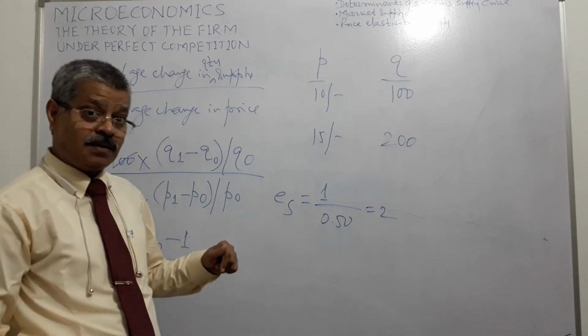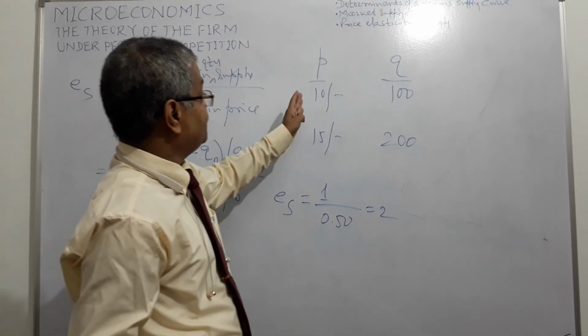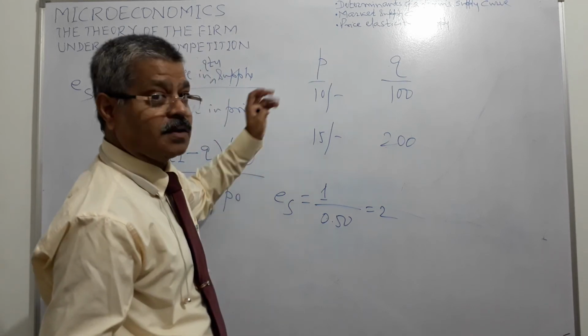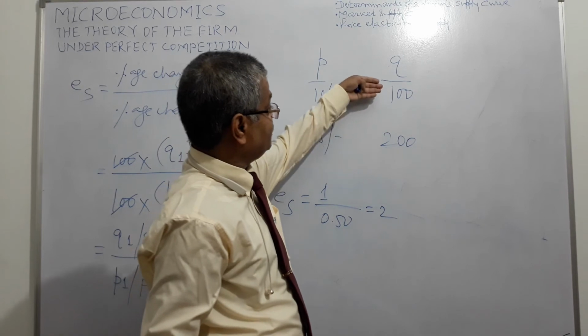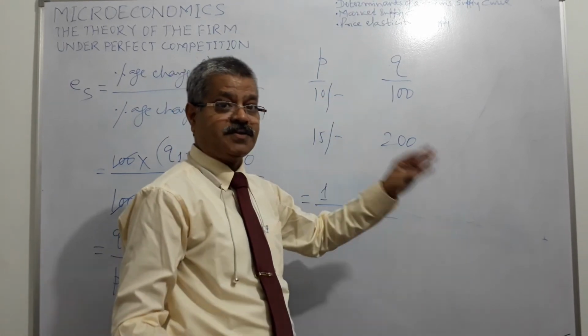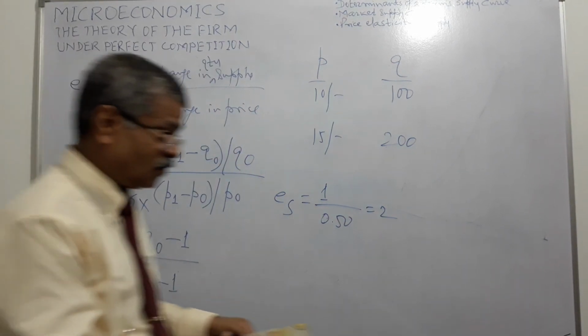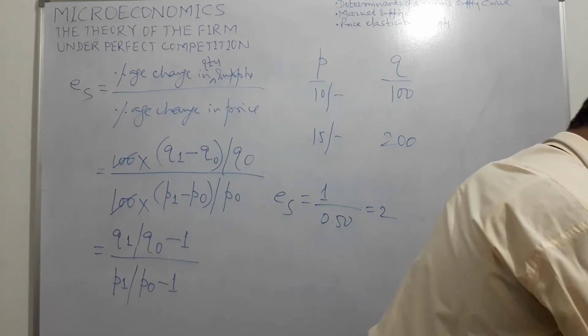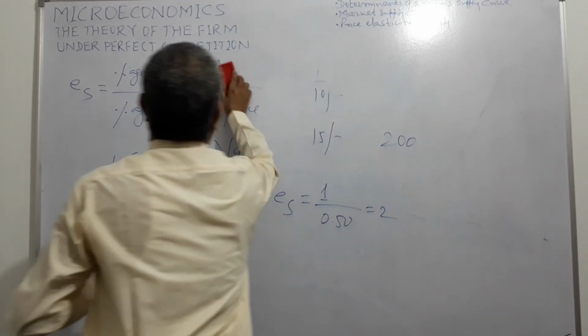Once again, here also the unit doesn't matter, whether this is in rupees or dollar or pound. Whether the quantity is in kilos, liters, numbers, meters, it doesn't matter. So this is how we calculate price elasticity of supply.